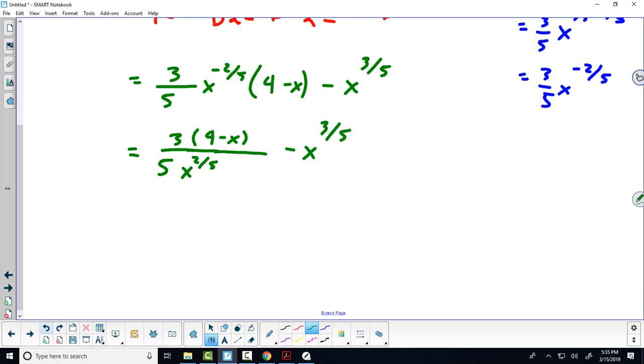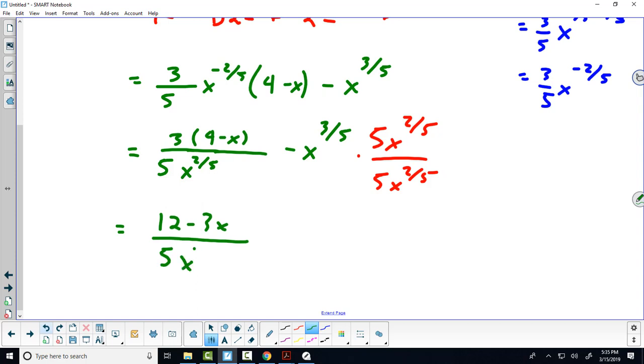Well, we've got two terms. One of them is a fraction, and I'd like to combine them together. To do so, we're going to need to get a common denominator. Our common denominator will be 5x to the 2/5 power. Let's clean that up a little bit. The first term we'll leave alone. Let's distribute that 3 through, so we get 12 minus 3x all over 5x to the 2/5. And then in the denominator of the second term, we've got 5x to the 2/5.